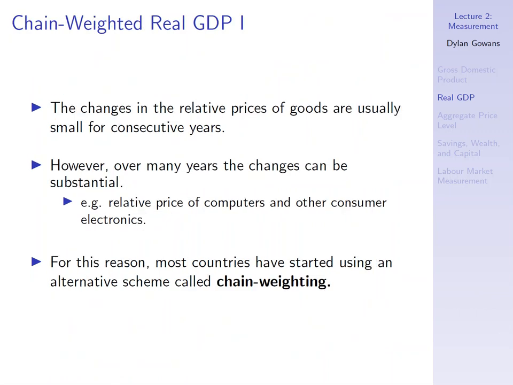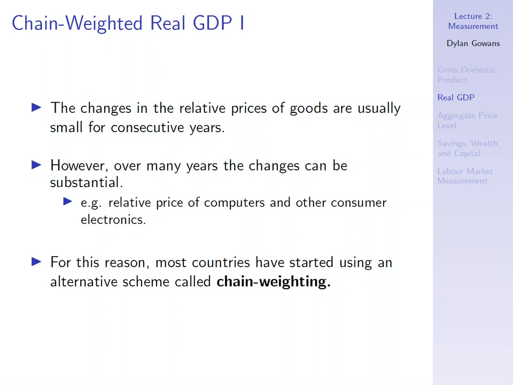So because the choice of base year matters, that's why we developed chain-weighted real GDP. The changes in the relative prices of goods are usually small for consecutive years, right? So we saw that our choice of base year didn't matter that much. However, over many years, the changes can be substantial. And so here as an example, I give the relative price of computers and other consumer electronics. When computers were first brought into the marketplace, they were incredibly expensive. Now, they're far, far less expensive relative to other goods.